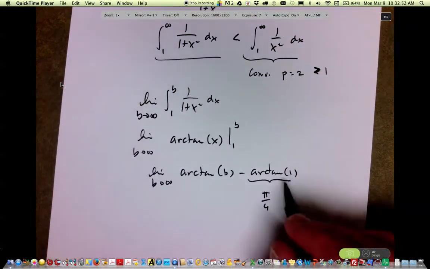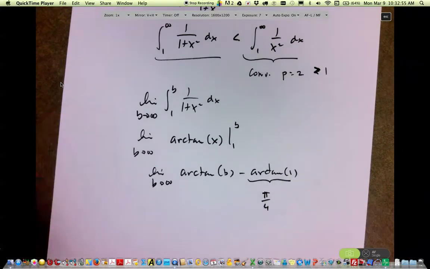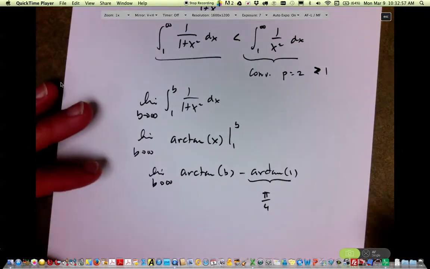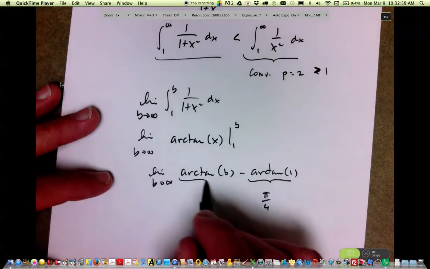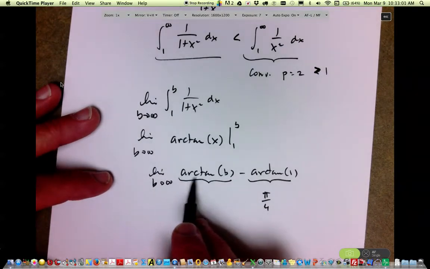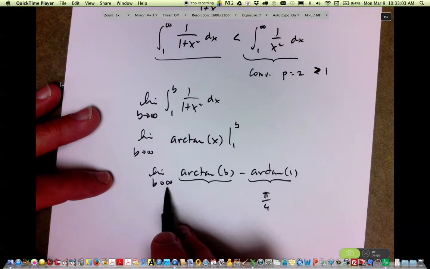The reason is that when we say arctangent of 1, we're asking what angle has a tangent that's equal to 1. And then for the other one, we're asking what's an angle whose tangent is infinitely large.